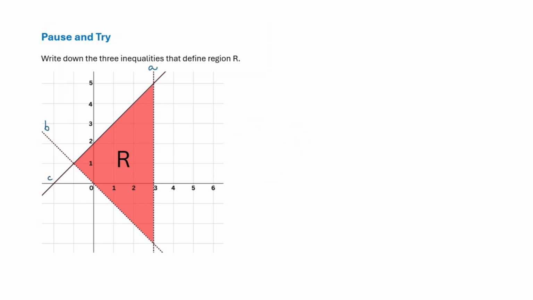Let's check the answer. The region is a triangle, so each side gives us one inequality. For line A, the answer is x is less than 3. For line B, the answer is y is greater than -x. For line C, the answer is y is less than or equal to x plus 2. So the answer is x is less than 3, y is greater than -x, and y is less than or equal to x plus 2.